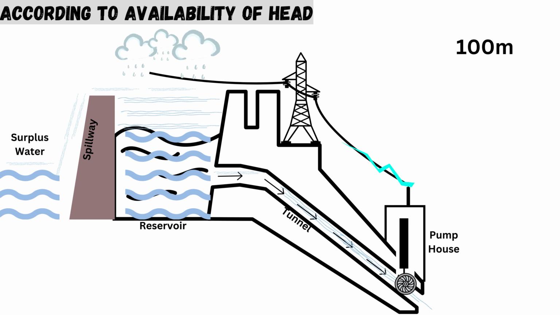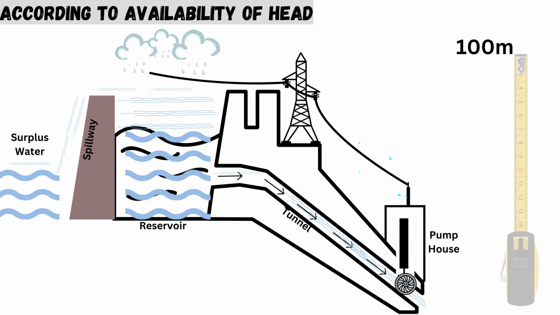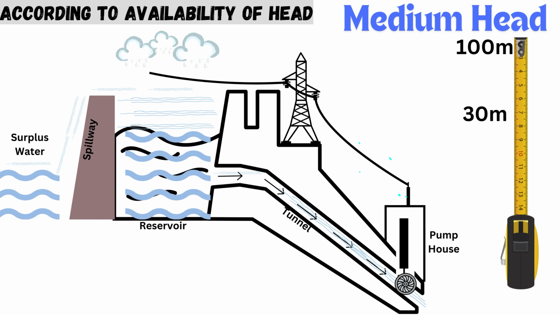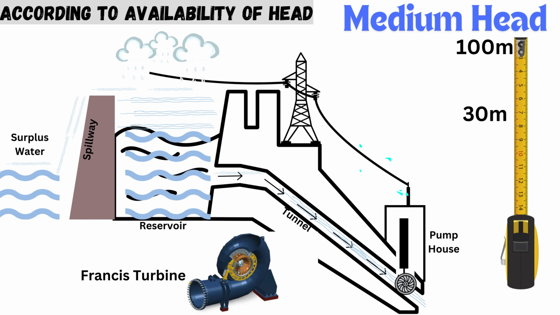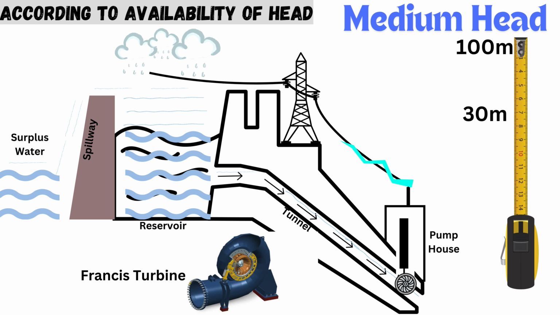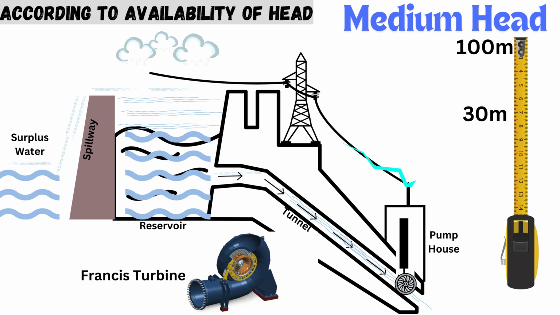Medium head power plants. When the operating head of water lies between 30 to 100 meters, this type of plant uses Francis turbines. The forebay provided at the beginning of the penstock serves as water reservoir. In such plants, the water is generally carried in open canals from the main reservoir to the forebay and then to the powerhouse through the penstock. The forebay itself works as surge tank in this plant.